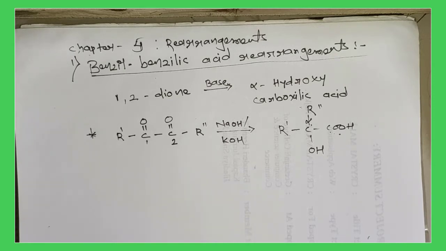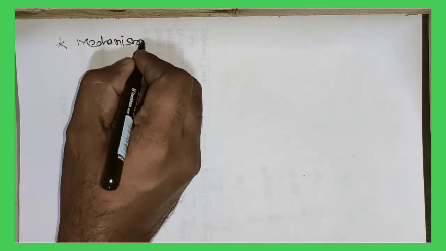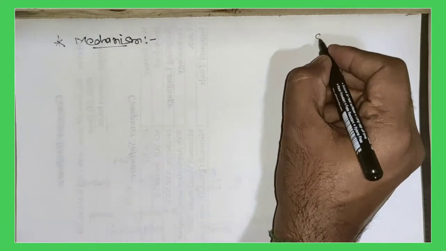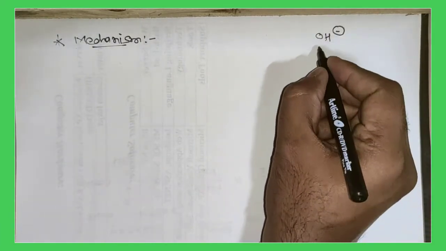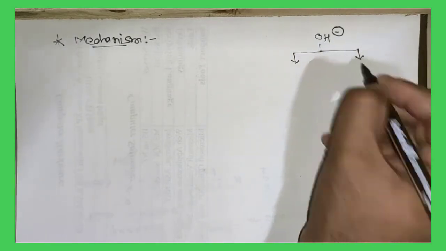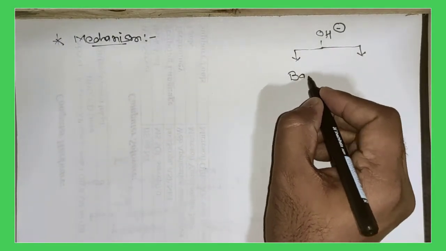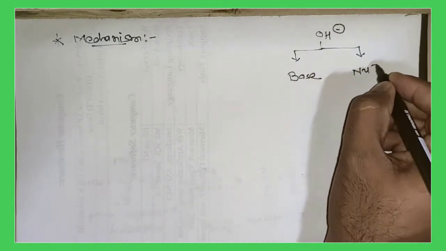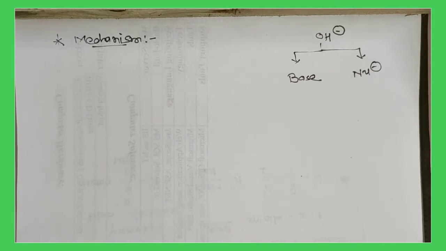Let me now move towards the mechanism part. Mechanism is important in this case. As we discussed earlier, suppose we are using OH minus, then this OH minus can act in two ways. Either it acts as a base or it may act as a nucleophile, right? The role of a base is to abstract the proton and a nucleophile attacks the reactant. So any base or any OH minus has two types of functionality. It may act as a base or it may act as a nucleophile.